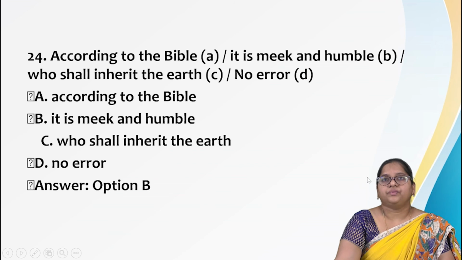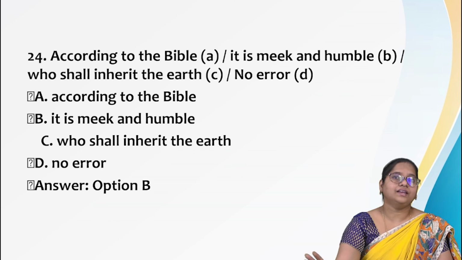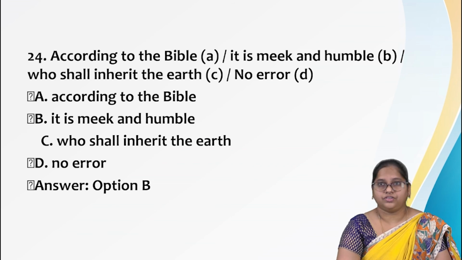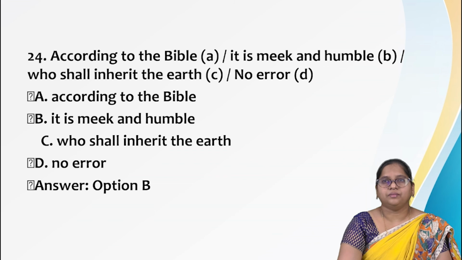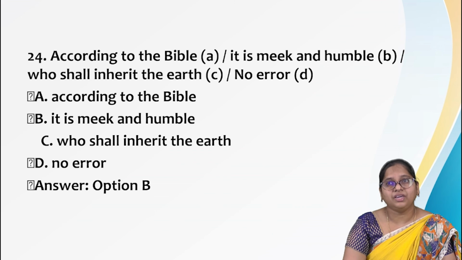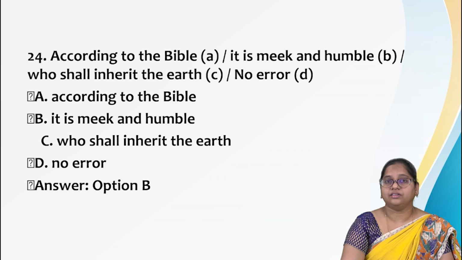Next, 24th question. According to the Bible, it is meek and humble who shall inherit the earth. No error. So now you have to select the right option. According to the Bible, again a biblical quotation, it is meek and humble. Now observe carefully the options given. When you say that, you have to think about it clearly.